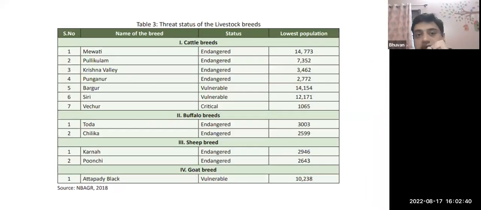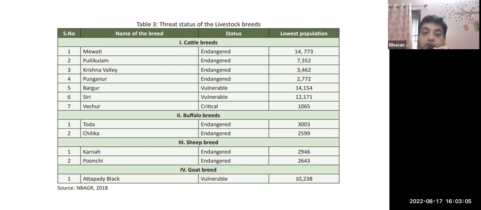And in this slide, we can see the threat status of the livestock breeds. There are many kinds of livestock breeds, as we have discussed, and many of them are endangered. For example, in cattle, we have the Mewati cattle breed, which is endangered at present. It has only 14,773 members left.